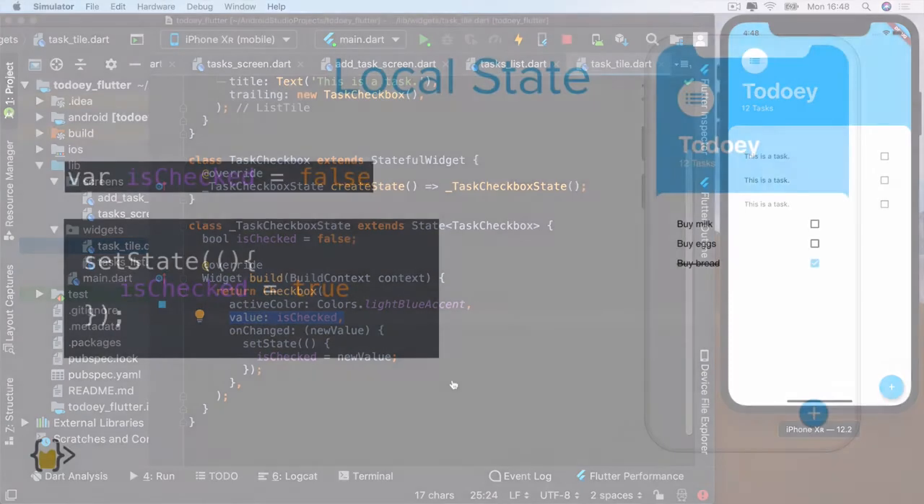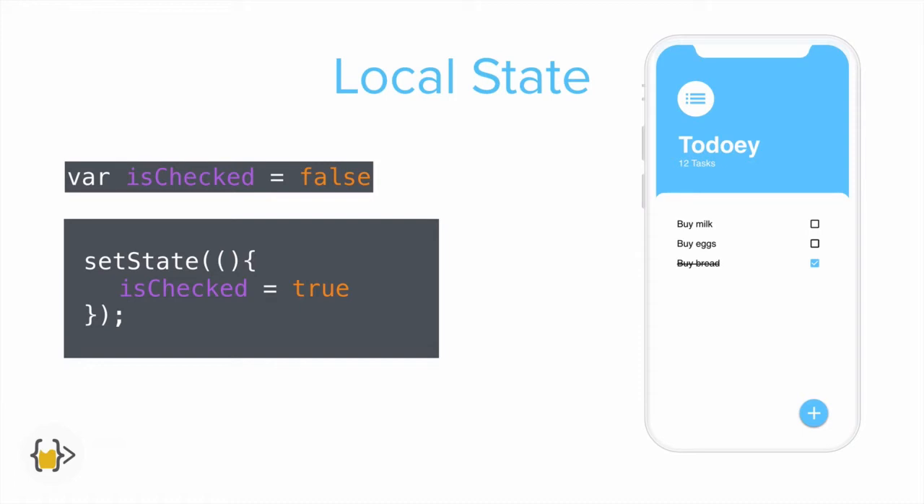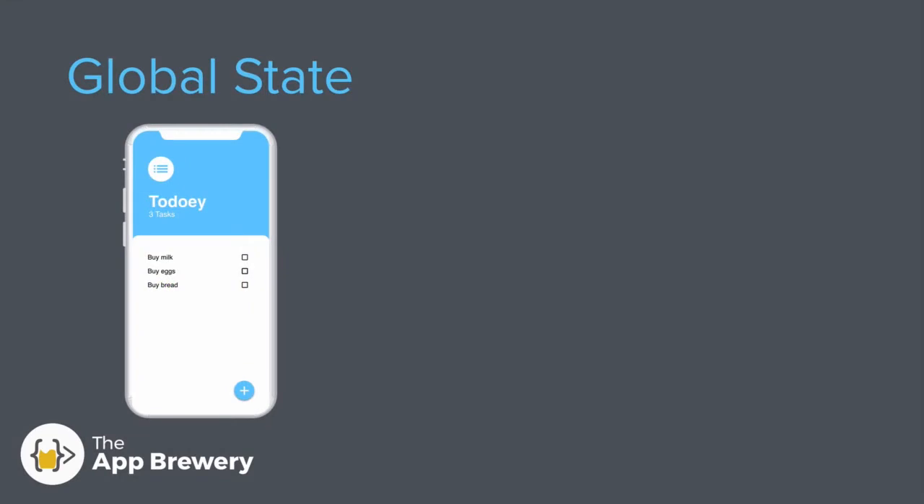So that's pretty much local state because it's kept very much under wraps within the same stateful widget. It's very low down in the widget tree so that the rebuilds are not very costly and we're not moving the value of isChecked anywhere else. So what about global state?